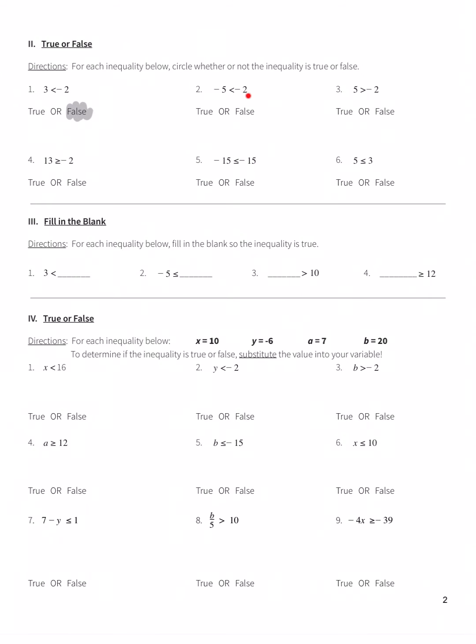-5 is less than -2. Is -5 less than -2? That is true. -5 is less than -2. All right, and let's go to this next one.